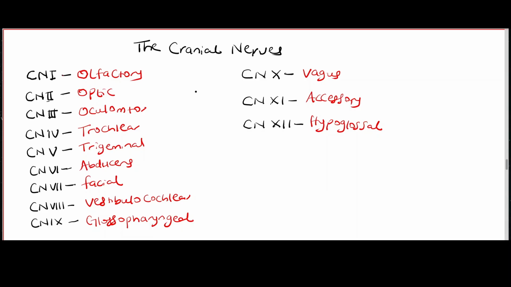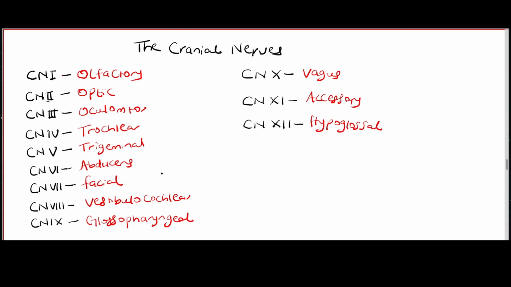So the 12 cranial nerves include cranial nerve 1, the olfactory nerve; cranial nerve 2, the optic nerve; cranial nerve 3, oculomotor nerve; cranial nerve 4, trochlear nerve; cranial nerve 5, trigeminal nerve; cranial nerve 6, abducens nerve; cranial nerve 7, facial nerve; cranial nerve 8, vestibulocochlear nerve; cranial nerve 9, glossopharyngeal nerve; cranial nerve 10, vagus nerve; cranial nerve 11, the accessory nerve; and cranial nerve 12, the hypoglossal nerve. So these are the 12 pairs of cranial nerves that we have.